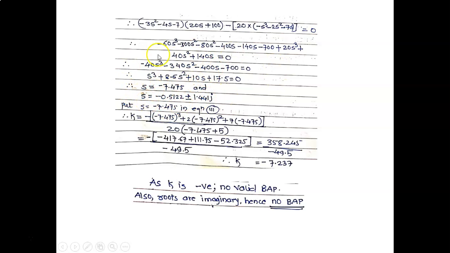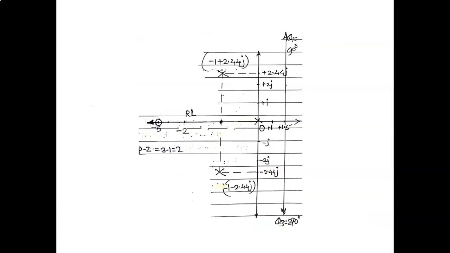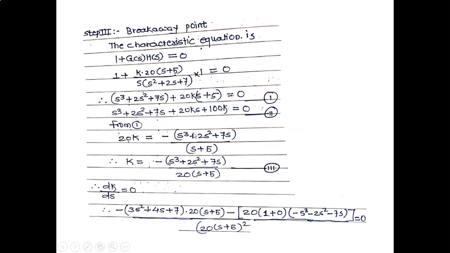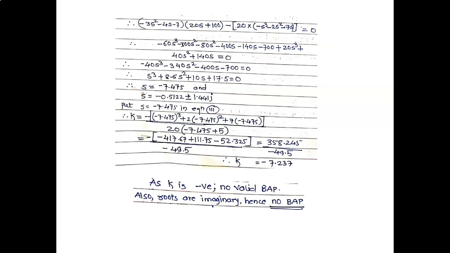We have to see whether it lies in the root locus region or not. The value which lies in the root locus region, we can say that there exists root locus. Now we have seen that root locus region exists between 0 to minus 5. Now this s, the breakaway point, should be a real value, always remember.